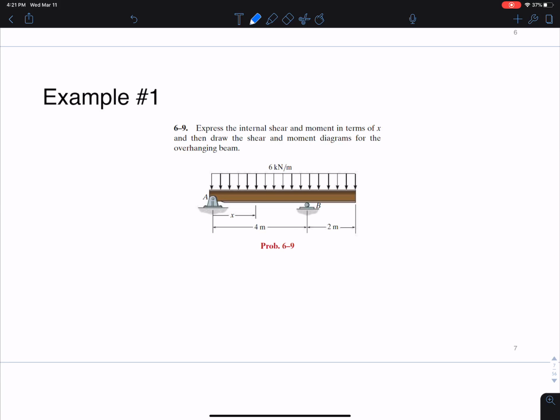So let's do an example. All right, so this is which kind of beam again? We have our support that's pushed in. This is called an overhanging beam. Okay, we have a pin and a roller, and we want to express the internal shear and moment in terms of X, and then draw the shear and moment for the overhanging beam. Okay, so let's see what we can do.